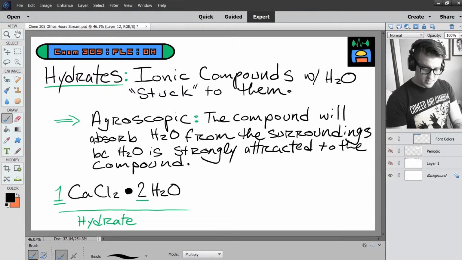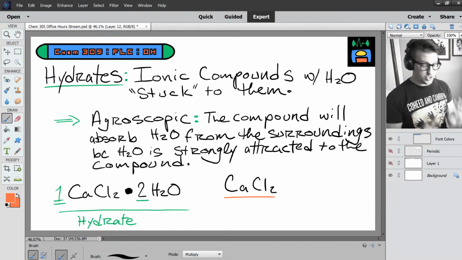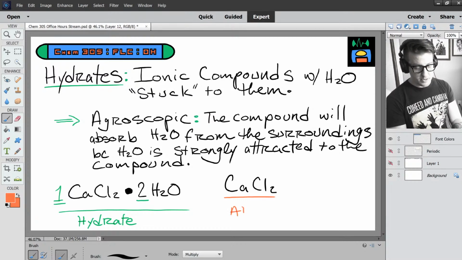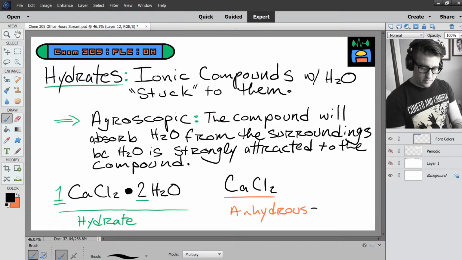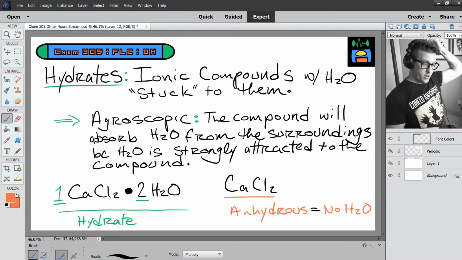But it's also possible for you to have calcium chloride that does not have any water attached, and if you have just calcium chloride that isn't the hydrate, we say that this compound is anhydrous. So anhydrous means no water, and the hydrate means it has the water molecules attached.